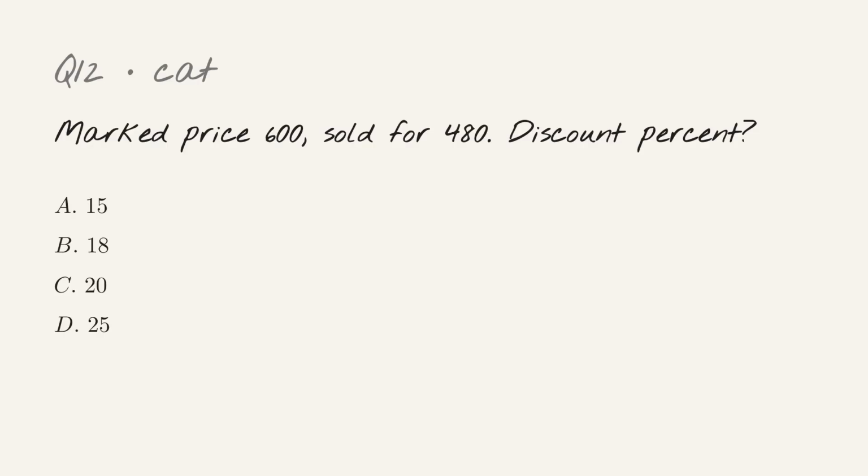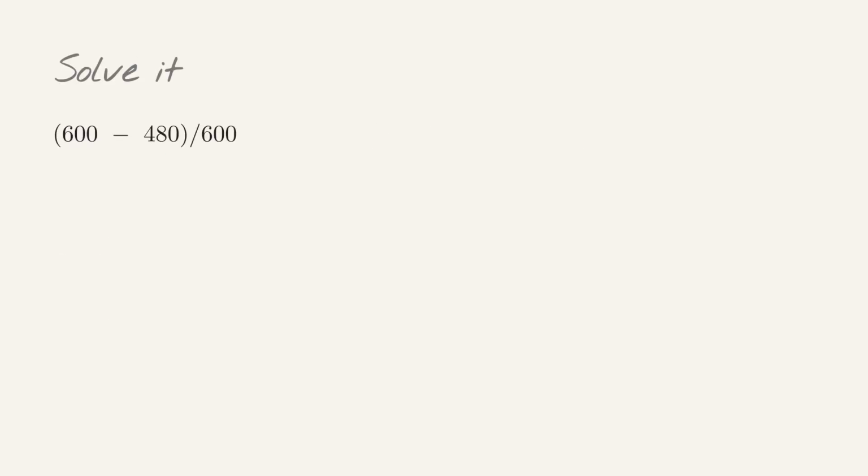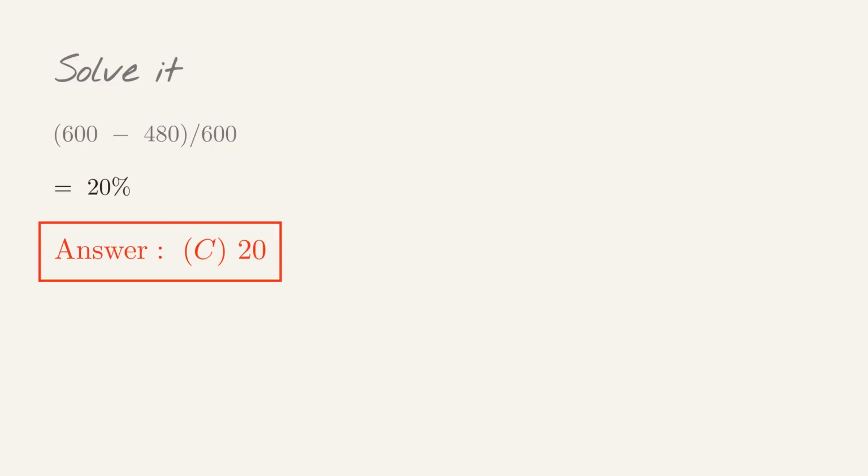Next, discount over marked price. Pause it, give it a real attempt, then I'll walk through it. The discount is 120 off 600, which is 20%. Discount percent always sits on the marked price.